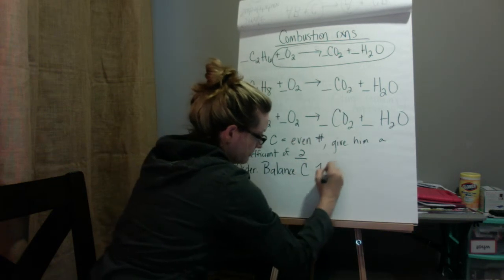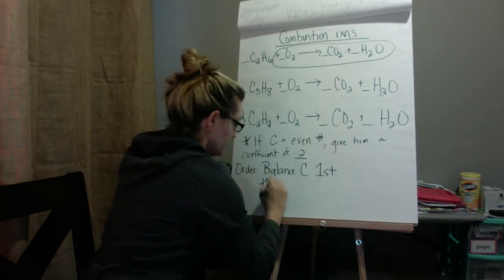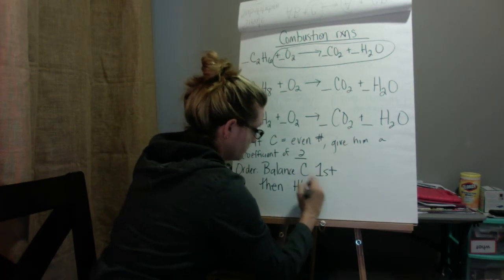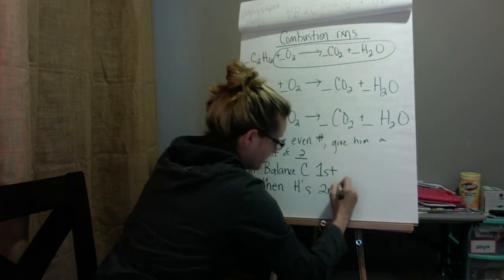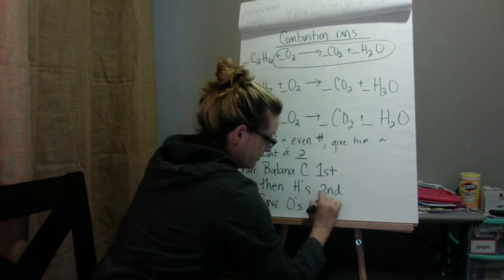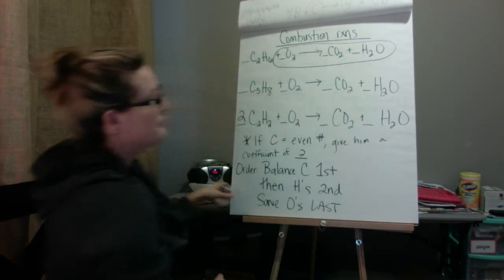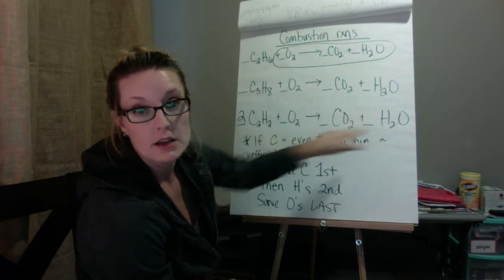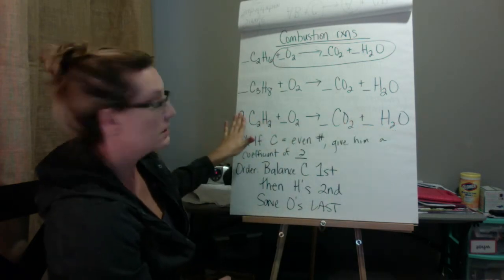Then you're going to balance your hydrogens, and you're going to save your oxygens for last. There's a reason why. You have oxygen in 2 different spots on the right side. So after you balance carbon, let's do that right now.